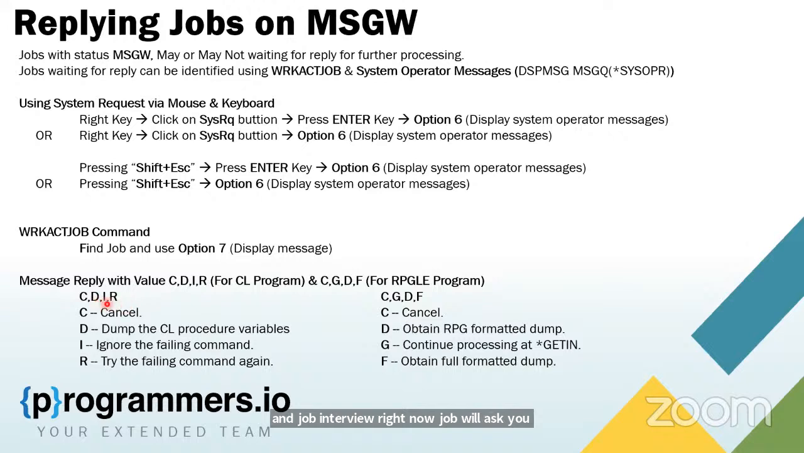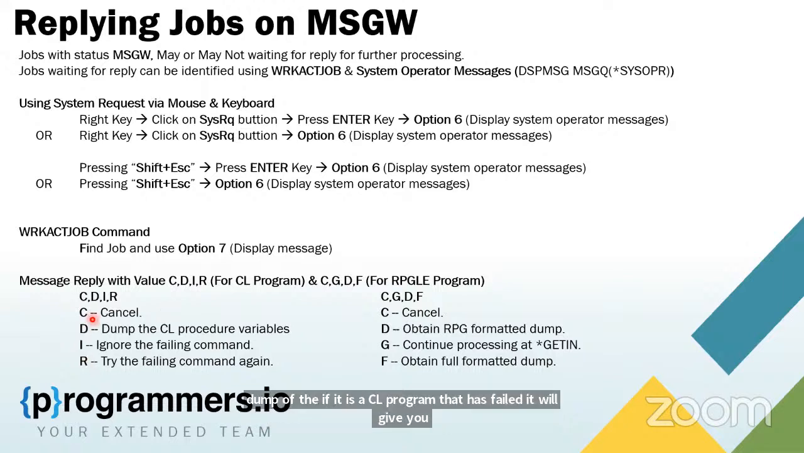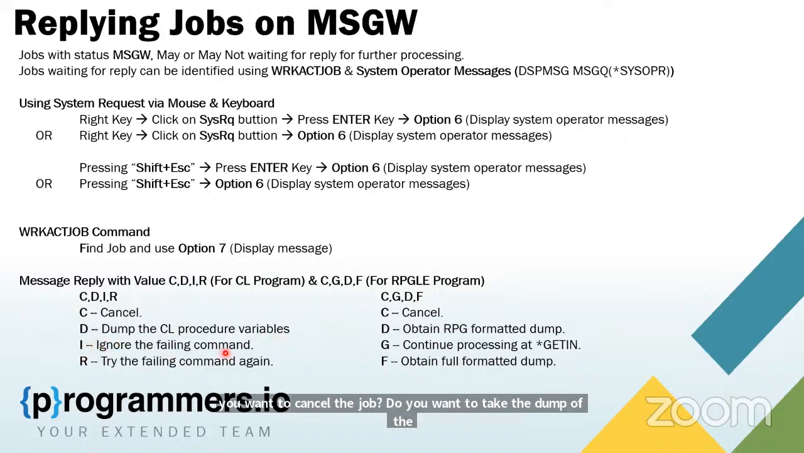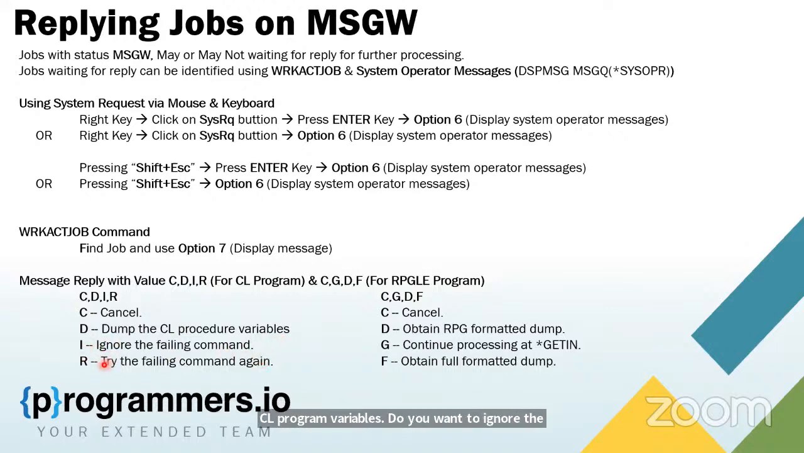It will give you some options, like, do you want to cancel the job? Do you want to take a dump? If it is a CL program that has failed, it will give you, most of the time, these kinds of options. Do you want to cancel the job? Do you want to take the dump of the CL program variables? Do you want to ignore the failing command, or retry the failing command? If it's an RPG program, you can cancel, you can take a dump.